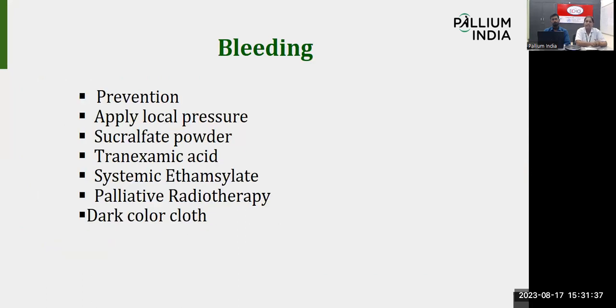Okay, so bleeding is there. How can we prevent the bleeding? By applying local pressure. Wherever bleeding happens, we can apply local pressure, right? We do local pressuring in any kind of wound. So the same in a fungating wound also, we can apply local pressure.